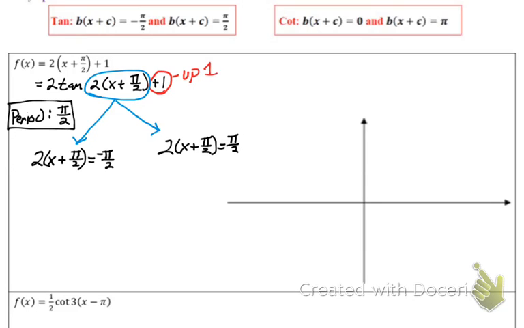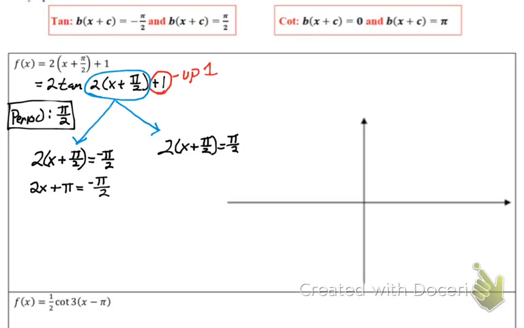225. Okay. So we're just going to solve for x. Simple algebra. So this is going to be 2x plus pi equals negative pi over 2. I'm going to go through this quickly. If you get stuck, just do the math at home. We just don't have a ton of time.